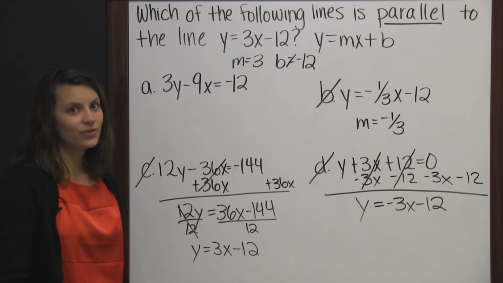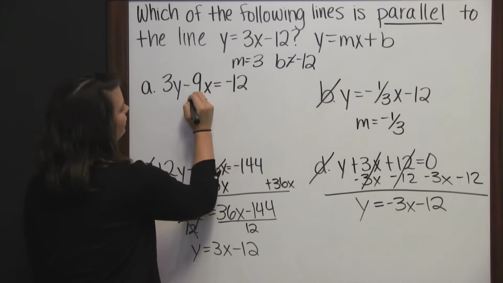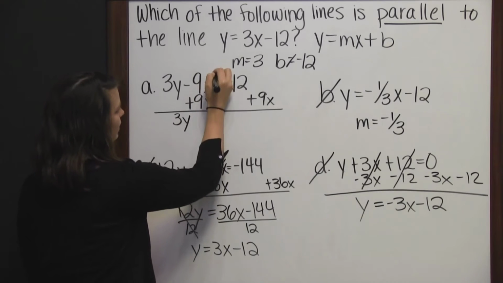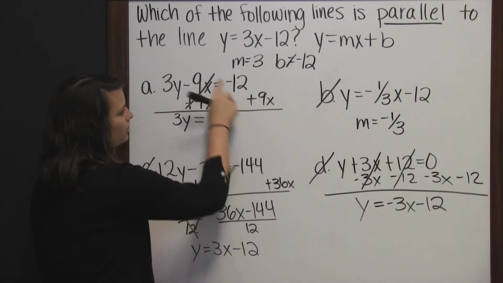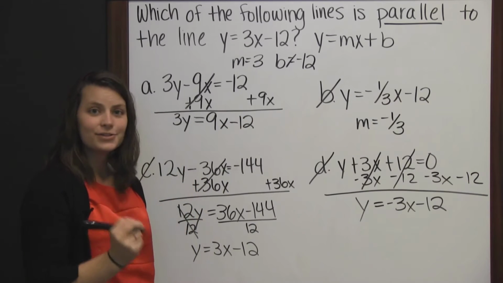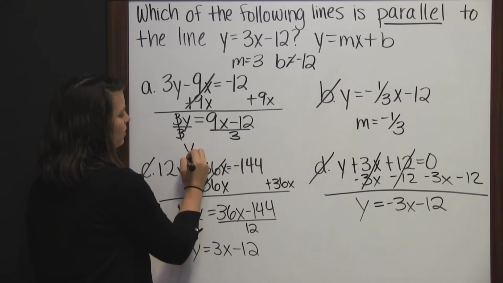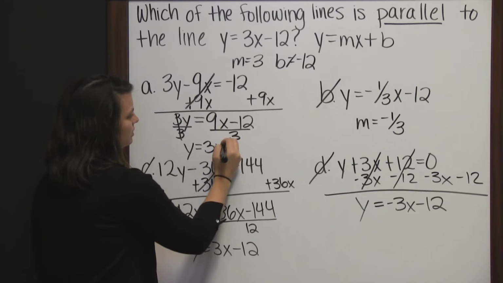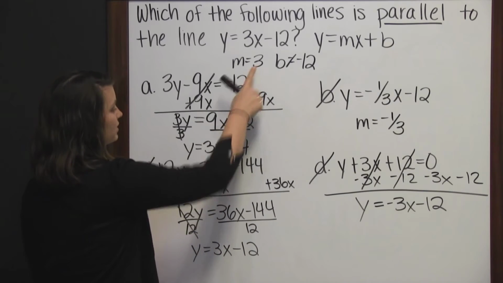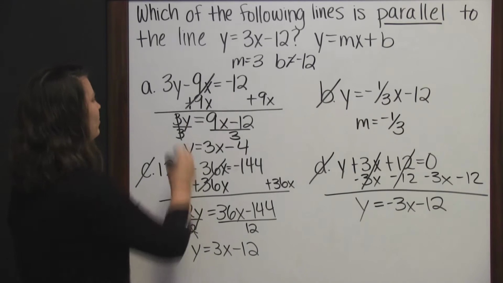Well, we're down to our last choice, so hopefully A is going to be parallel. Again, it's not in slope-intercept form, so we have to transform. We need to solve for y by first adding 9x to both sides. So we have 3y, negative 9x plus 9x cancels, equals, these are not like terms, so we can't add them together. We just write them down, 9x minus 12. And finally, to solve for y, we need to divide everything by 3. 3 divided by 3 is 1. 1 times y is y, equals 9x divided by 3 is 3x, and negative 12 divided by 3 is negative 4. So now we found a line that has the same slope as our line, but a different y-intercept. This one's negative 4 instead of negative 12. So we found our parallel line.